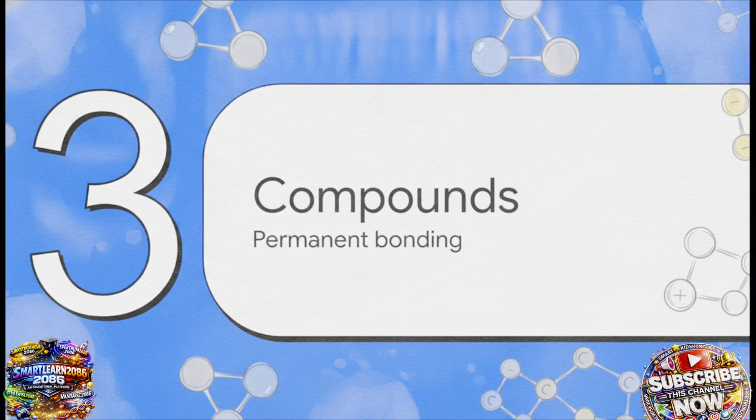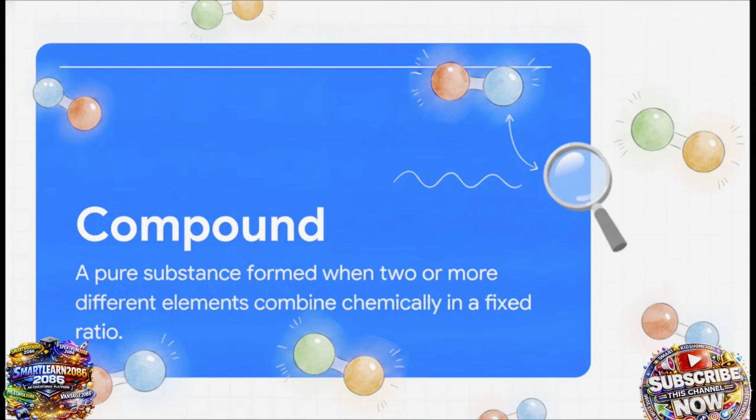All right, stepping it up a level of complexity to section 3, compounds. This is when our ingredients bond permanently. So a compound is a pure substance formed when 2 or more different elements combine chemically in a fixed ratio. Really focus on that phrase for a second. Combine chemically in a fixed ratio. This isn't just a casual hangout. This is a permanent chemical marriage. The ratio has to be perfectly exact every single time for the real magic of chemistry to happen.